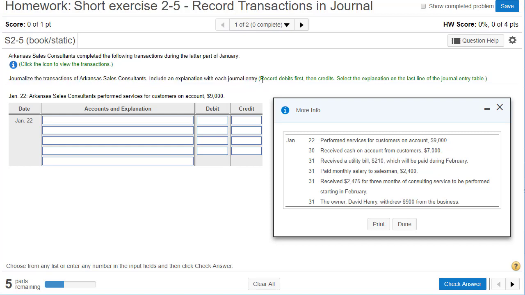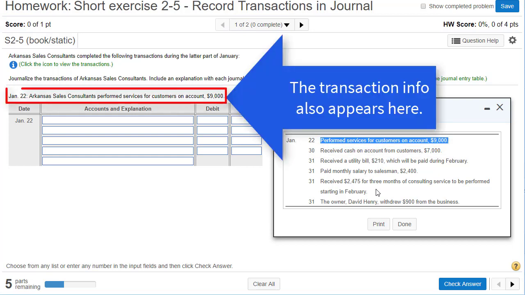And as we always do in the journal, record debits first and then credits. And then select the explanation on the last line of the journal entry table. So let's take a look at this first transaction. Perform services for customers on account for $9,000.